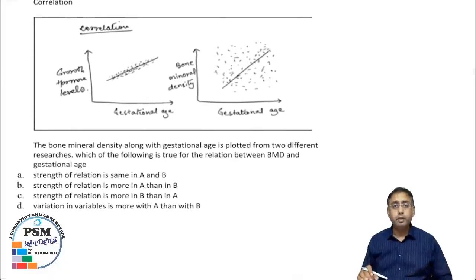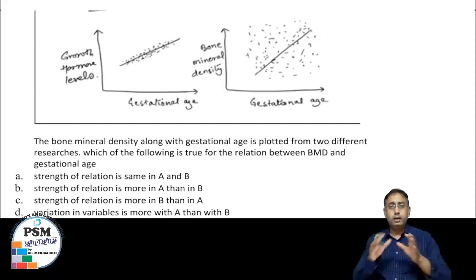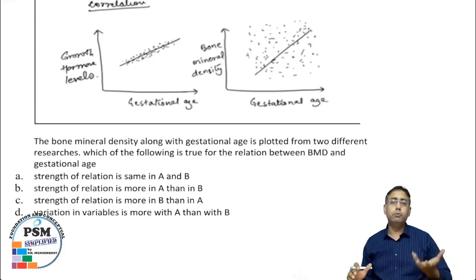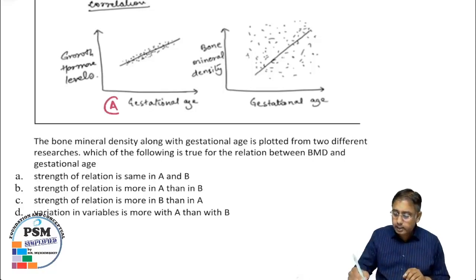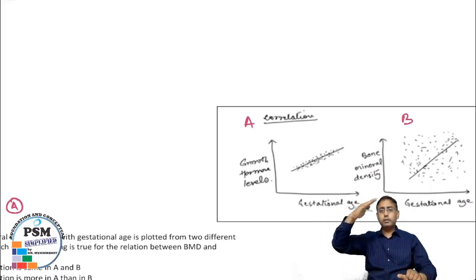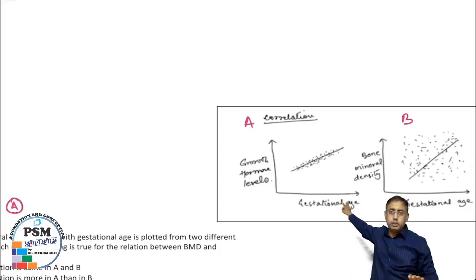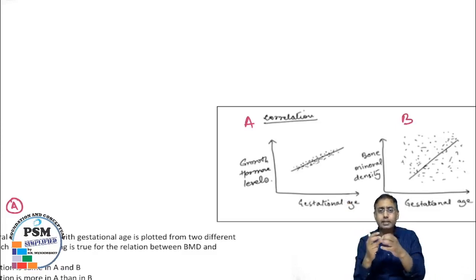Question number 5. Question number 5 was based on correlation. The bone mineral density along with gestational age was plotted in two different graphs given to you in your exam, and you need to find out which is more strongly associated. So we see that the strength of relation is the same in graph A. Let me call this A and this B. Now if you look at this graph, you can see that the curve is something like this and the values are located just around the curve. That means they are very densely populated.